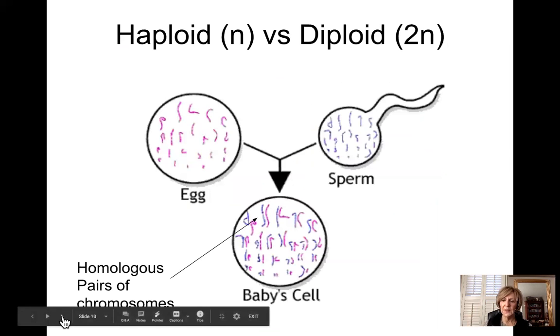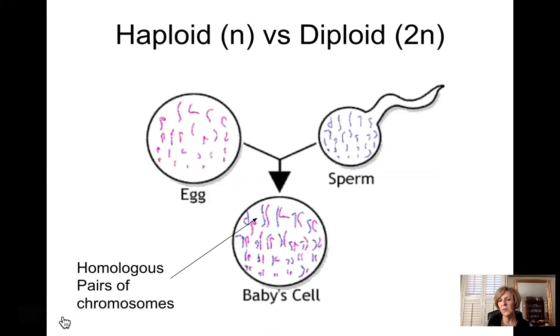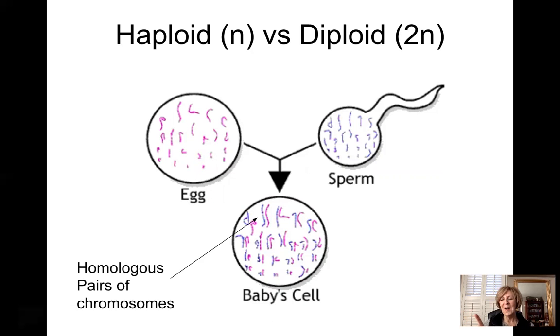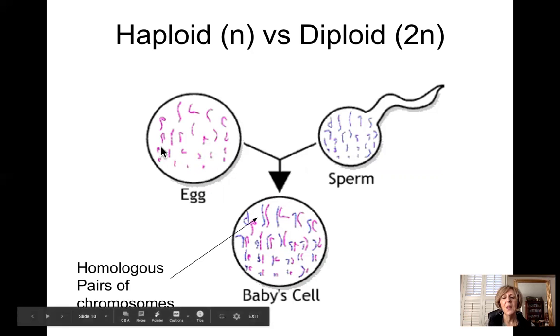But let's talk about these other terms, haploid versus diploid. So diploid is what we call the 2N condition. It's the full set of chromosomes. So in a human, that would be 46 chromosomes that we would find in every cell of that baby, with the exception of some sex cells that are under development already in the female, which we'll come to in a minute. So here is our egg cell.